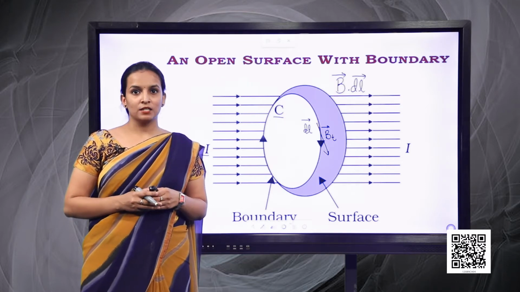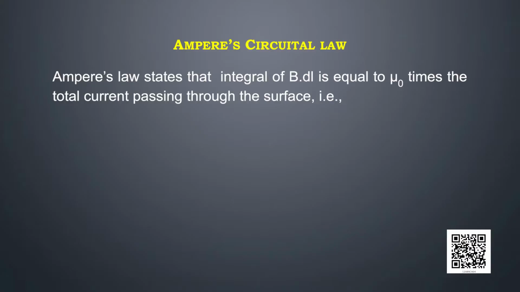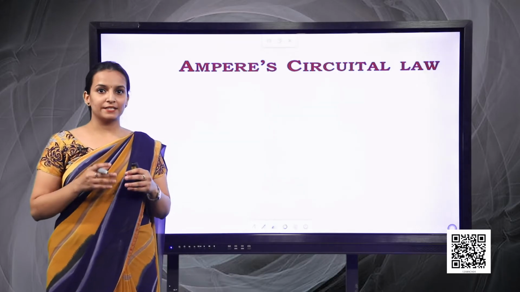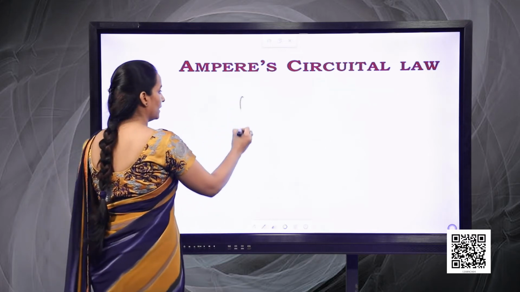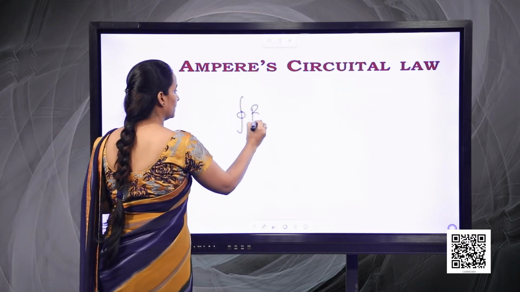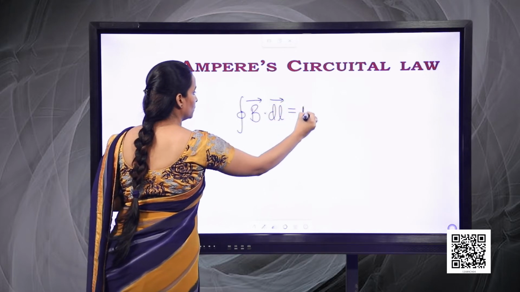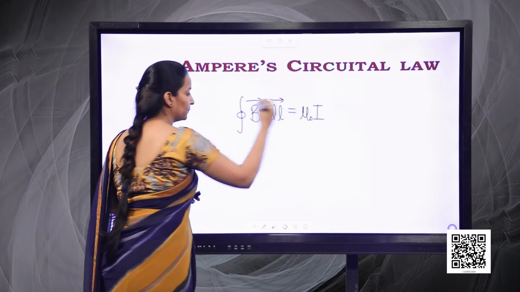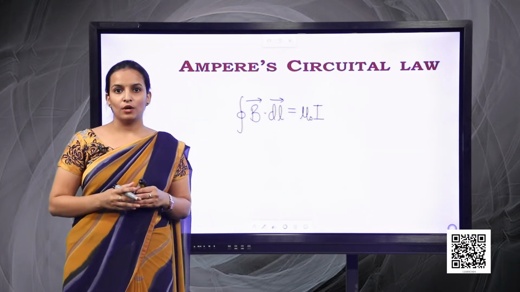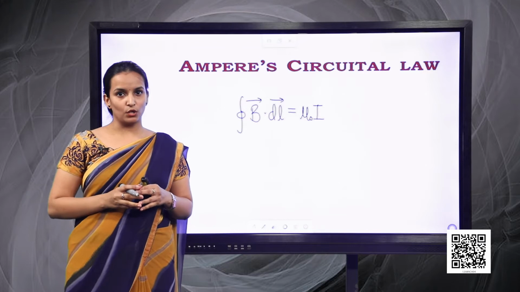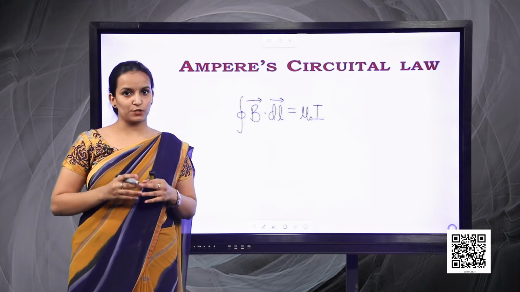Now we will state Ampere's Circuital law. Ampere's law states that the integral of B dot dl is equal to mu naught times the total current passing through the surface. Mathematically, it can be represented as the integral of B dot dl equals mu naught I. So, this is how we can state Ampere's Circuital law and write its mathematical expression.